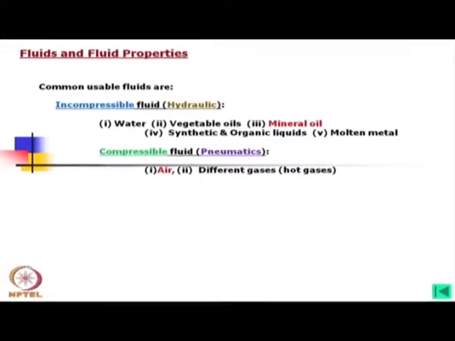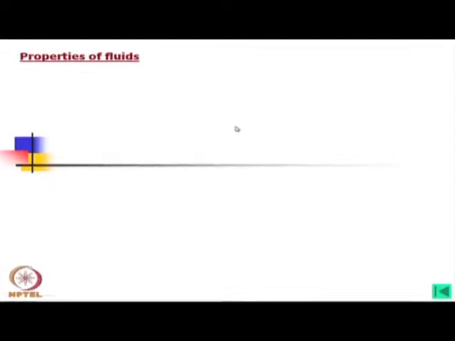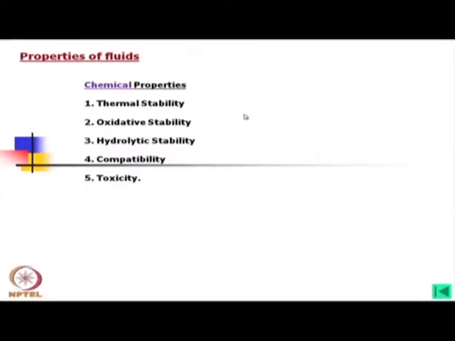Now, although we will come to the compressible fluids later, I would like to mention that the compressible fluids used in pneumatics, one is air. In most cases you will find only air is being used. However, different gases, particularly hot gases, also can be used. Now, we are coming to the properties of fluids. Here it is mostly liquid unless otherwise mentioned.